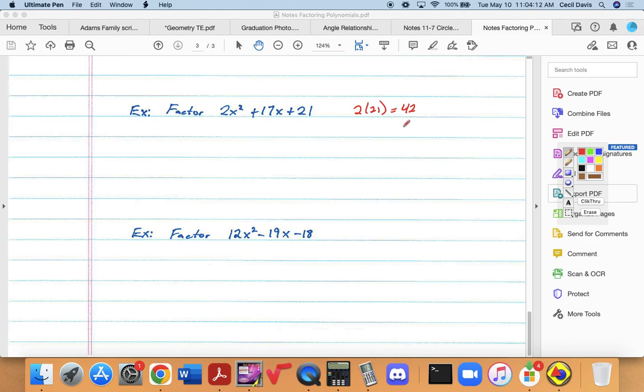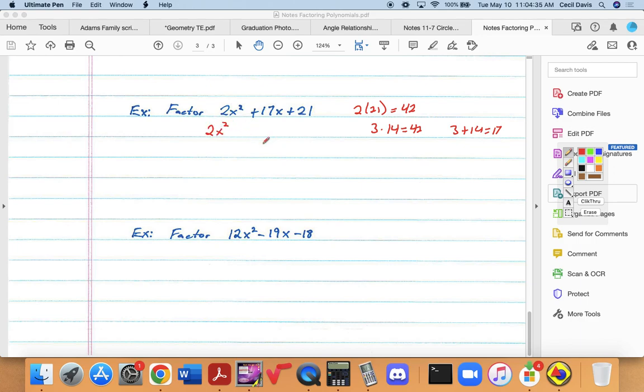3 and 14. Is 14 times 3 42? I think so. All right. Because 3 times 13 is 39. And 3 plus 14 is 17. All right. Which one do you want to do first? It really doesn't matter.